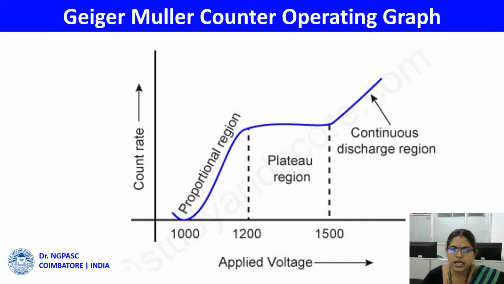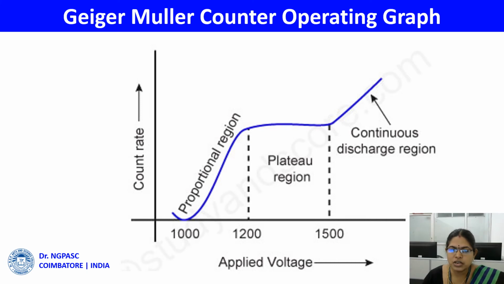If we again increase the applied voltage, a point is reached after which the count remains the same. We can see the constant count rate region. That region is called the plateau region, or Geiger counter region, or Geiger-Müller operation region. This particular plateau region is an important part of GM counter operation.